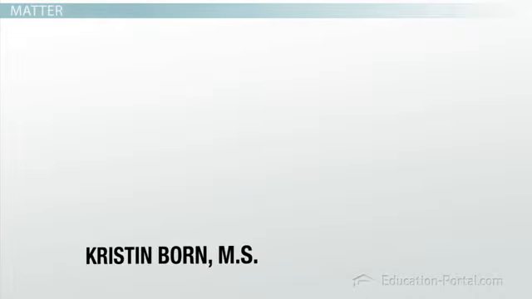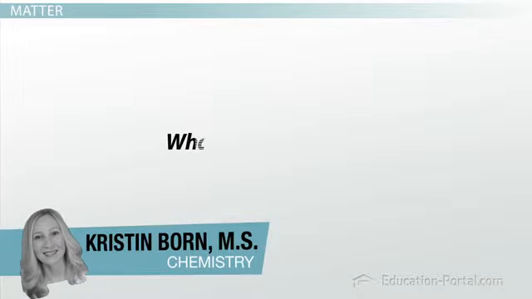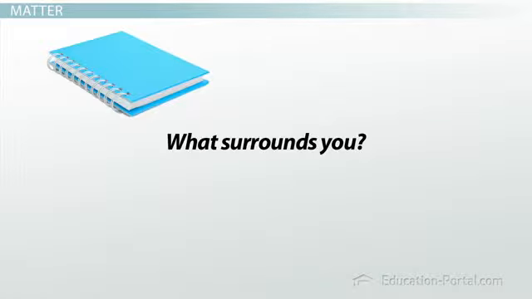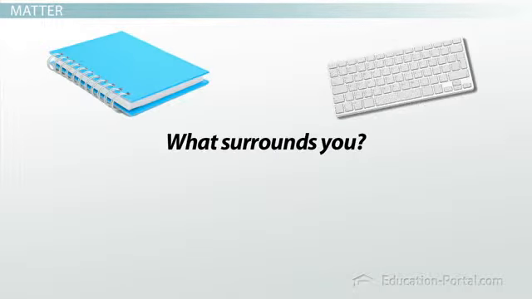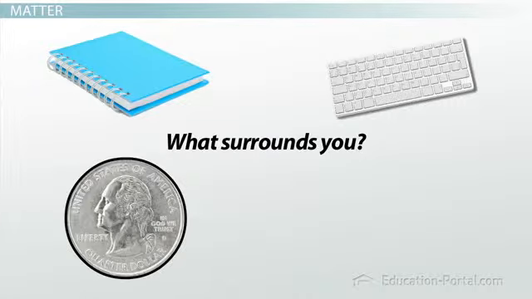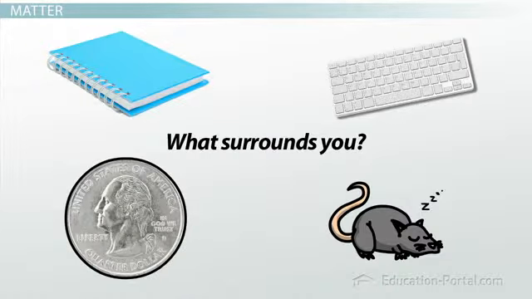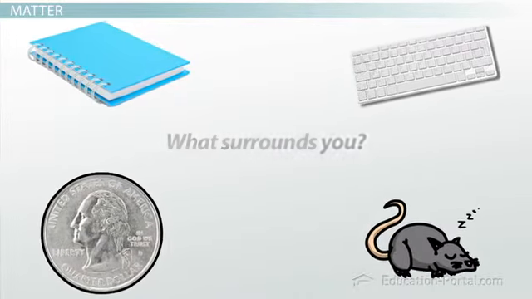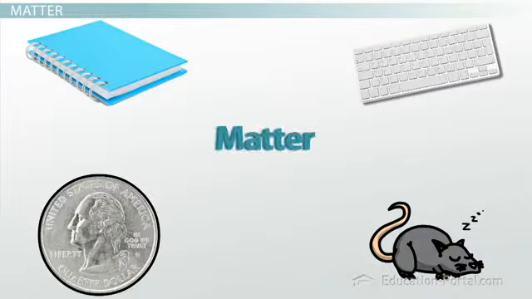Look around you. What do you see? What kinds of things surround you? Maybe a notebook, or your keyboard, or a coin in your pocket, or even a pet. Think about how you may describe those things. What do they all have in common? You may be able to come up with some similarities, but one key similarity is that they are all matter.